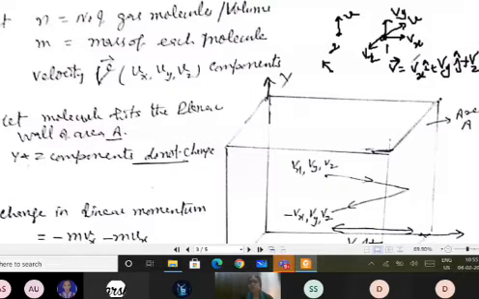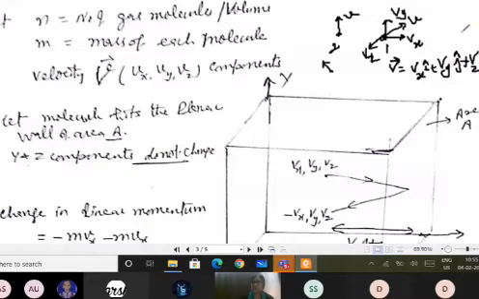We will just look at the motion of one particle with velocity v, and then we can extend the result for the n number of gas molecules. That you have to understand. So for our convenience, let this molecule, which has velocity in all possible directions, be restricted. We are saying that it hits this planar area, capital A, this wall. When it is going to hit, it is moving along the x direction, so the y and z components are 0.